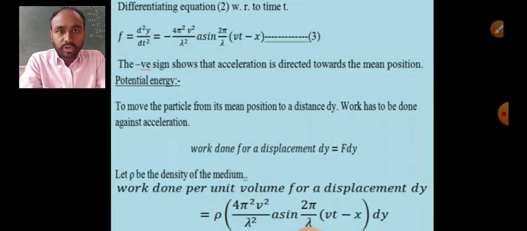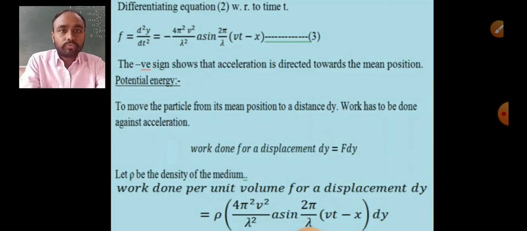Now, how to find the potential energy? We have to find potential energy, because what is our target, what is our article name? Energy of a plane progressive wave. So, energy is the sum of kinetic energy as well as potential energy. First of all we got the acceleration. From that let us see how to find the potential energy, and then we will talk about kinetic energy, and then add them together, and that will be the final answer, the energy.